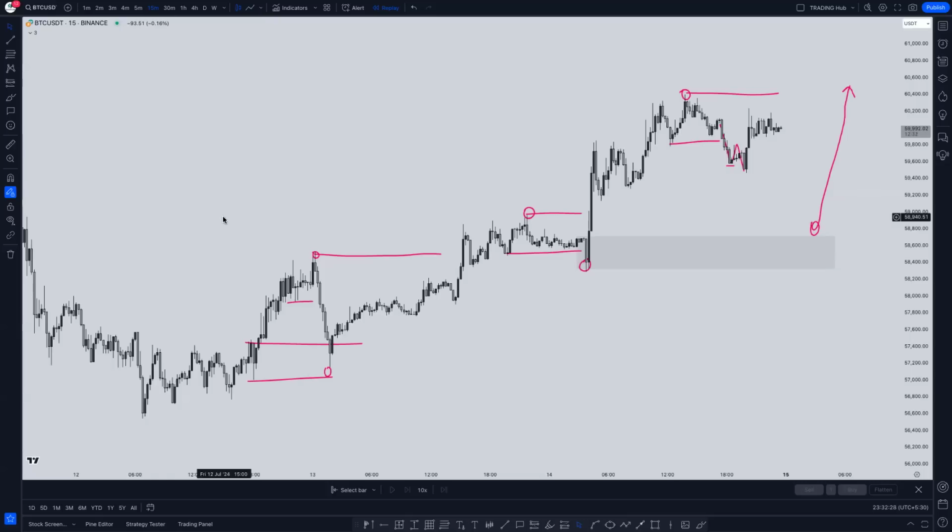How many pairs to follow? As a day trader, one or two pairs is enough. But if you are a swing trader, you can use multiple pairs.